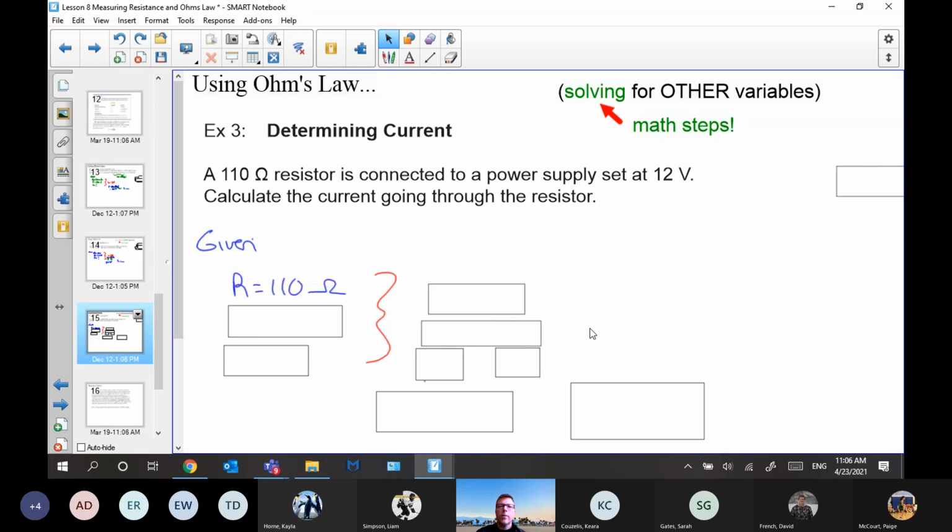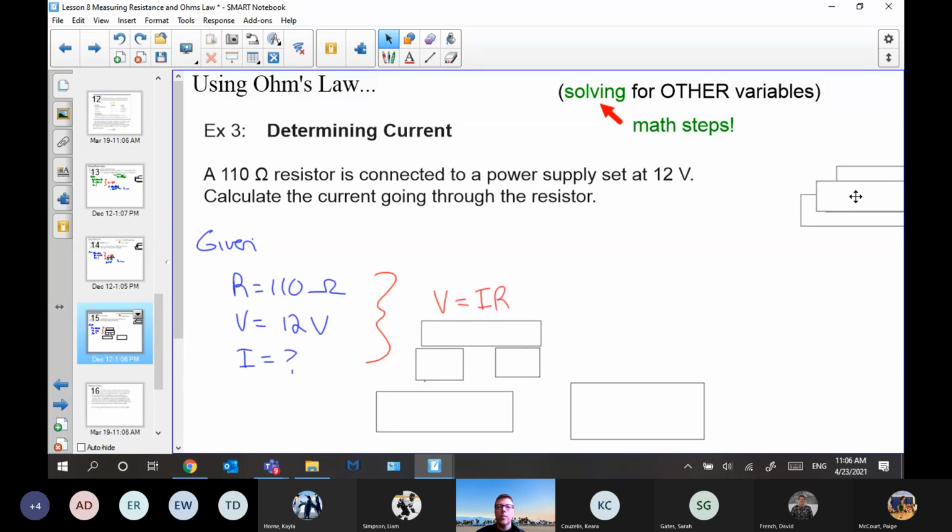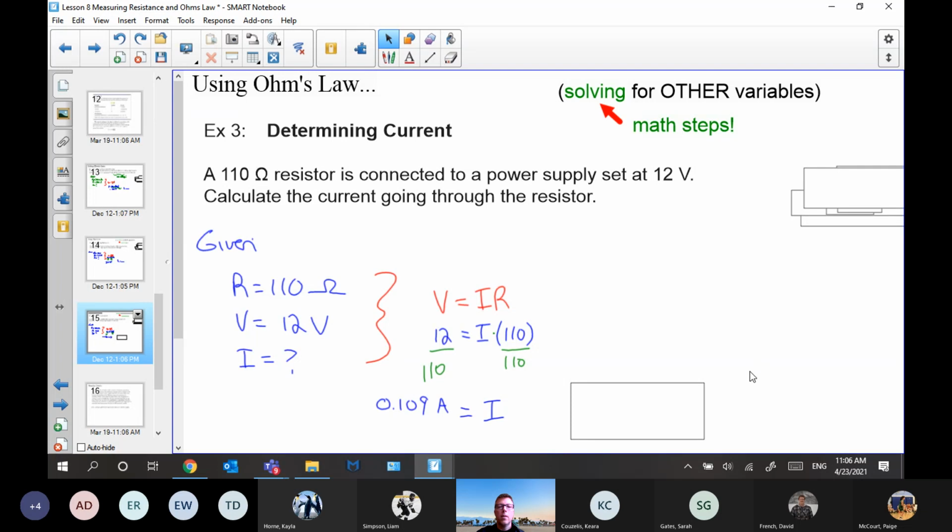So you were given resistance and voltage, and you're asked for current, I should say. Of course, it's the same equation, numbers go in where they need to go, and then we needed to divide by 110 this time in order to get the current that would flow in this scenario.